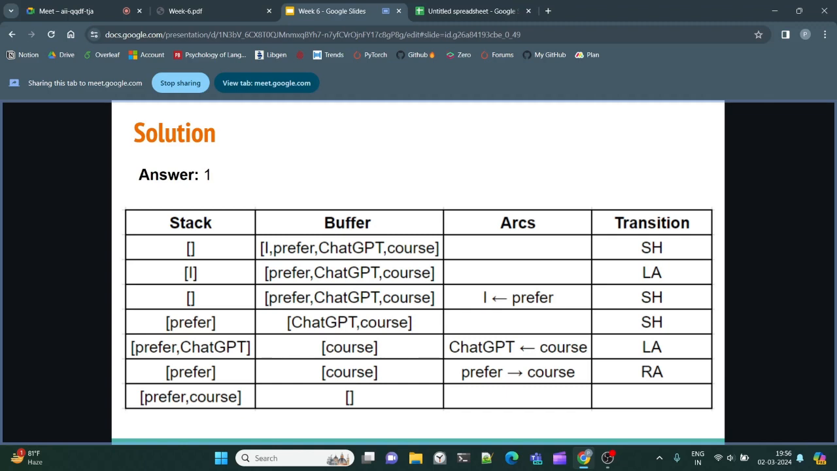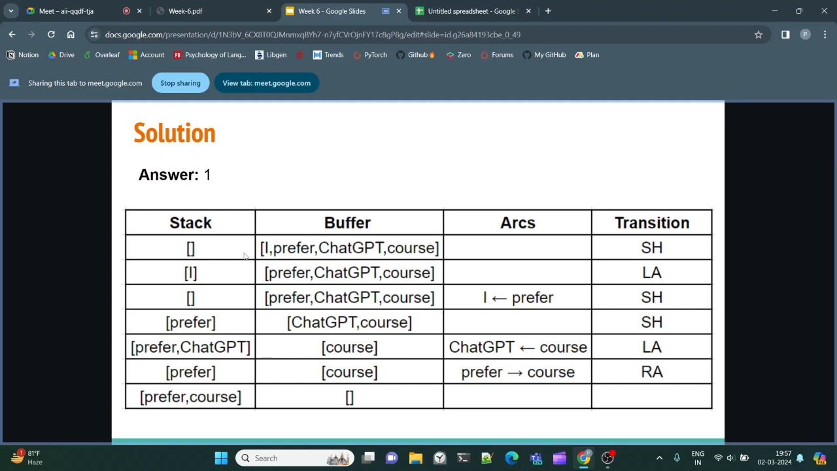So in this situation, what transition should I choose? Let's think over each of the transitions once. Can I take a left arc over here? If I want to take a left arc, it would be from the top of the buffer, which is I in this case, to a word in the stack. However, the stack is empty, so that won't be possible. So left arc is not a valid choice.